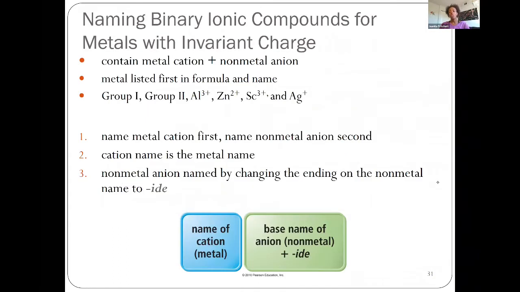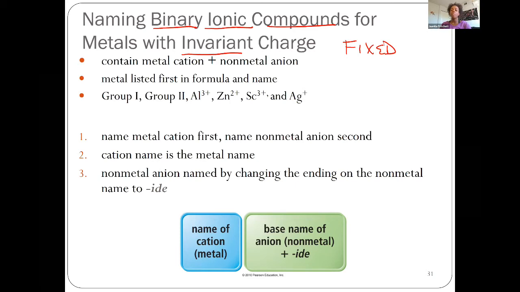All right, so once we've identified an ionic compound, our naming system is going to be completely different from what we use for our molecular compounds. The system we're going to look at is for binary ionic compounds, meaning two elements with a metal present. This system is for metals that have a charge that does not change. It's invariant, it's fixed, as I like to say. A fixed charge. It's set.